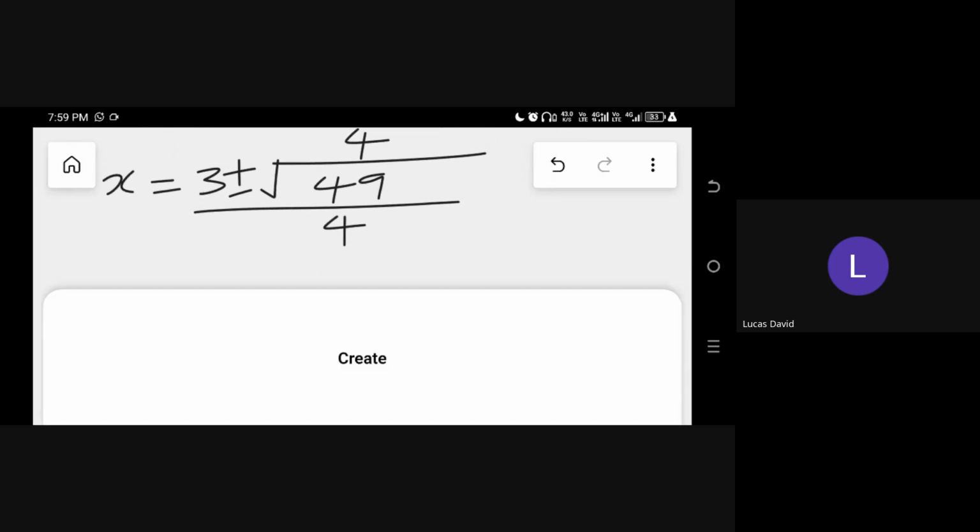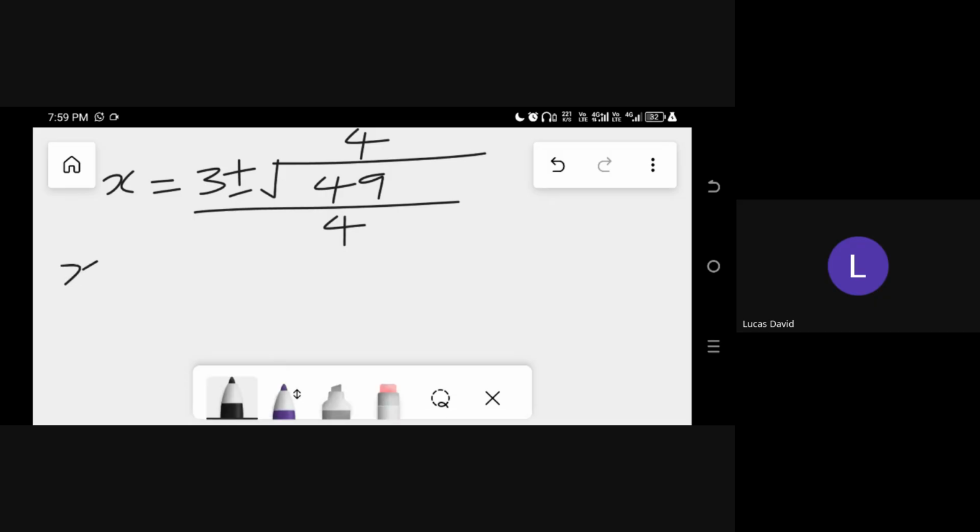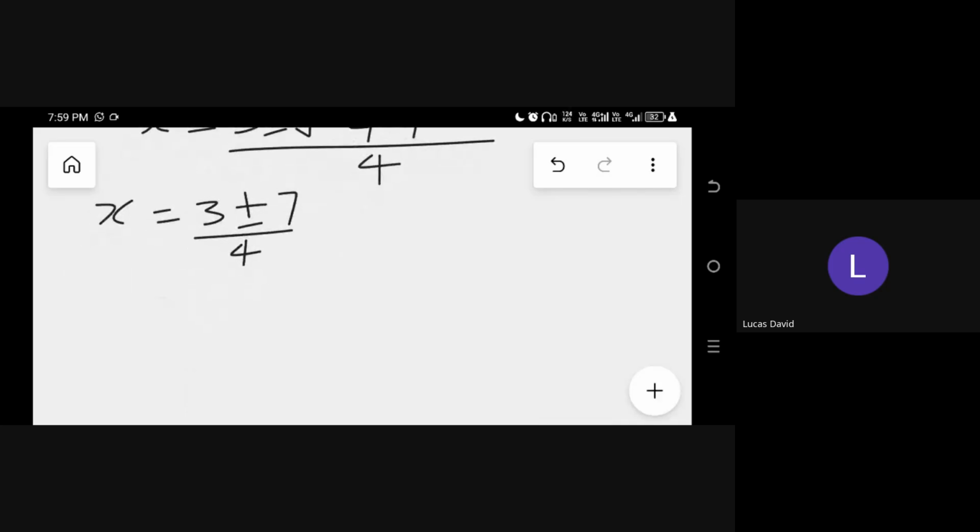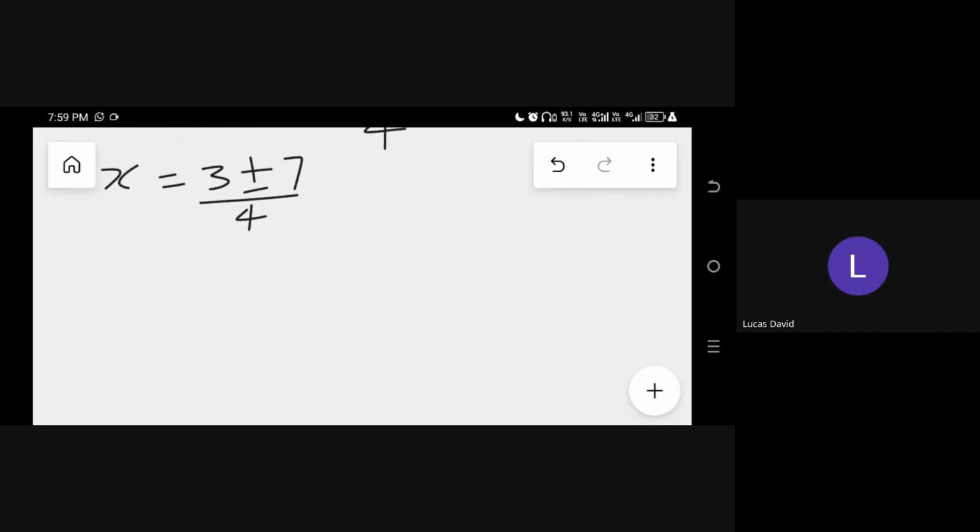Then almost here now. Say S is equal to 3 plus or minus. The square root of 49 is 7. So 3 plus or minus 7 over 4. Then, like we've talked about before, once you get to this stage, you can now separate them. You share them in two pairs.